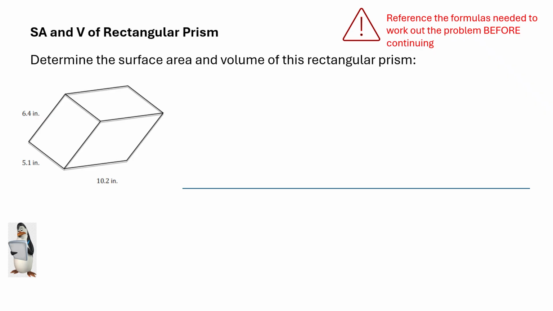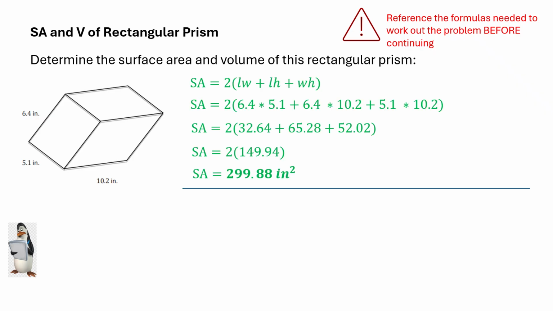Let's find the surface area of this rectangular prism. That's a lot of work. Please understand that because the length, width, and height were not actually identified in this problem, it doesn't matter where you put your numbers. So I chose the length to be 6.4, my width to be 5.1, and my height to be 10.2. I didn't have to do those numbers in that order, but it just helped me to keep everything organized in my formula. Same thing for volume. Hope you got it right.